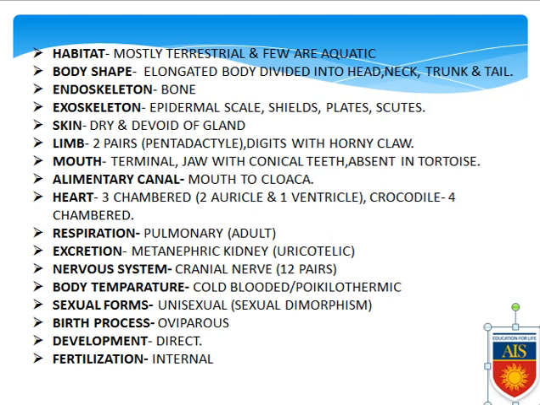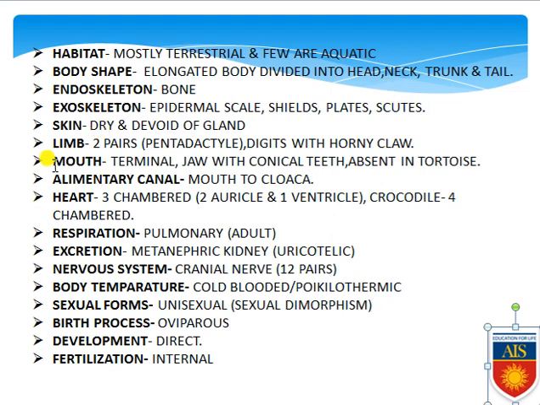Nervous system: they have cranial nerves, and it is not 10 pairs, rather 12 pairs, because up to Amphibia we have seen only 10 pairs of cranial nerves, but from Reptilia onwards the cranial nerves are 12 pairs. Body temperature: they are also cold blooded or poikilothermic, so they can't regulate their body temperature with environmental changes in temperature. Sexual form: they are unisexual, because each body carries only one sex organ. Birth process: they are oviparous because they lay eggs. Development: direct development, because in reptiles there is no larval form. Fertilization: internal fertilization, taking place within the female body.